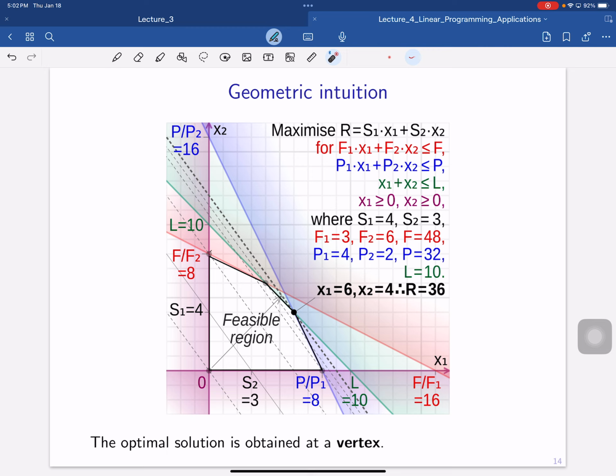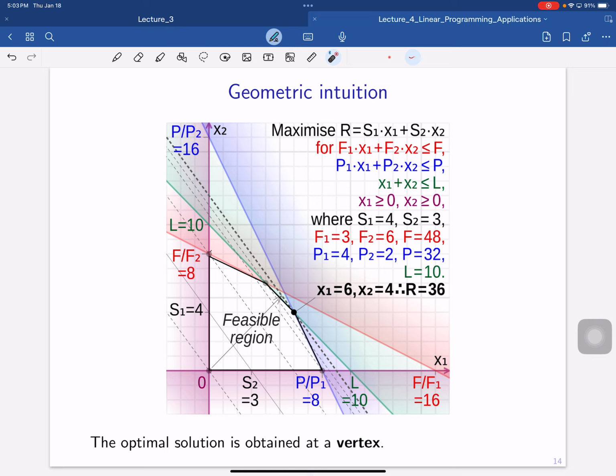There is only one feasible point. If you continue to move up, there will be no feasible point. Okay. So one of the things you can observe in this problem is that the optimal solution is obtained at a vertex, right? It is at this black dot here, okay? So is this a coincidence?